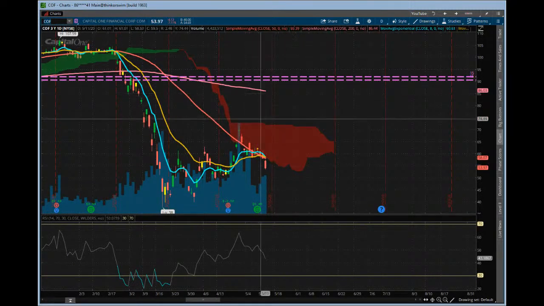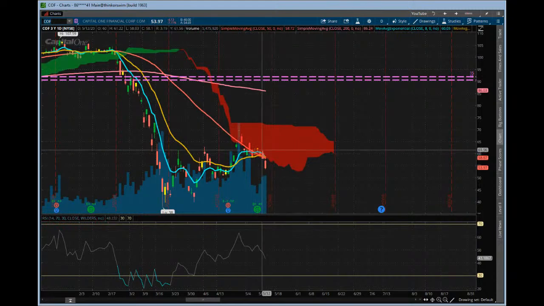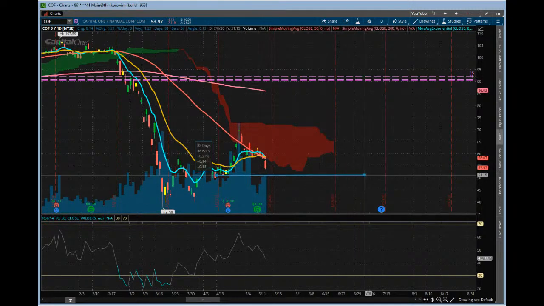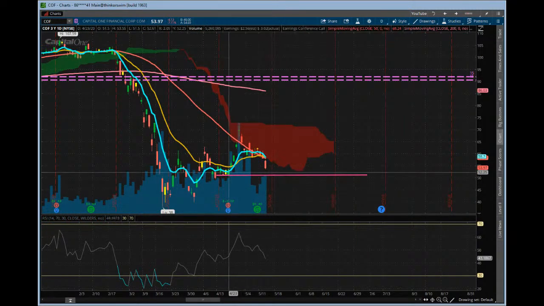So good stuff. Yeah, COF, more downside follow through on these financials. Eventually, these things are going to pop somewhere, but it could potentially get down to this 53 range here. Great follow through on that one.